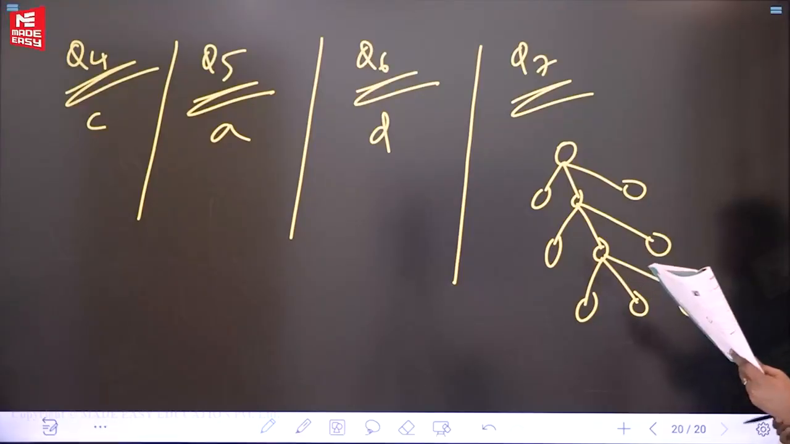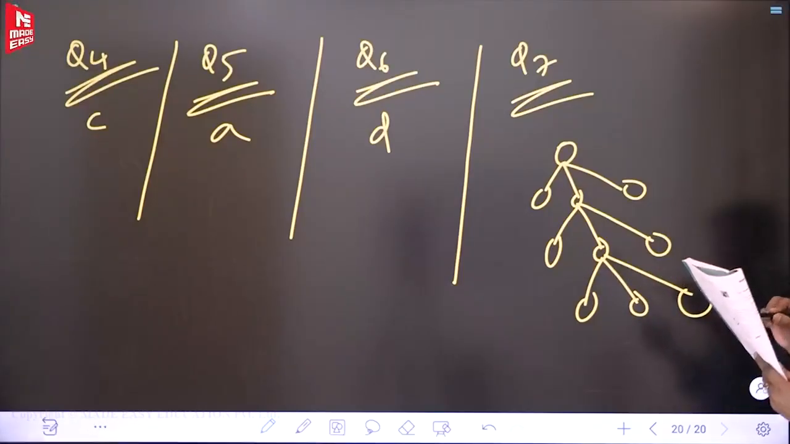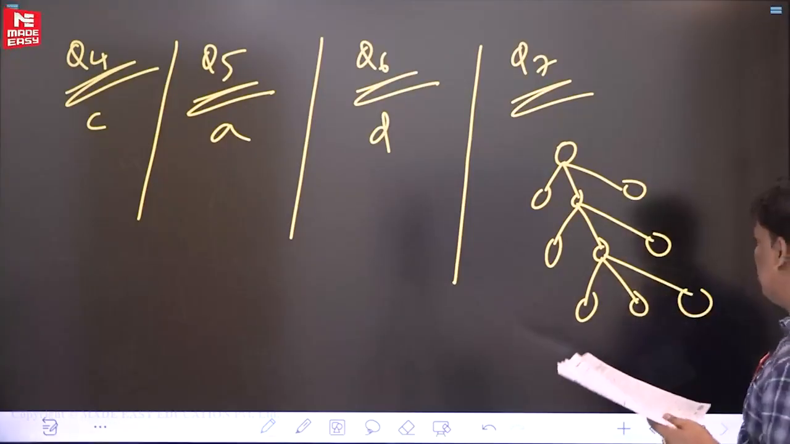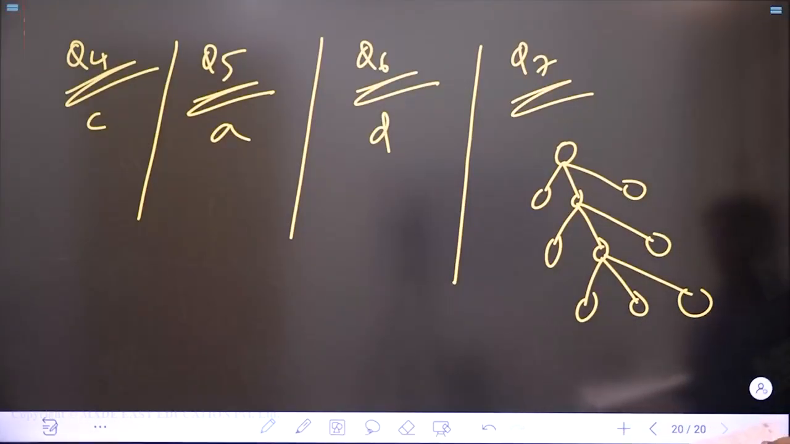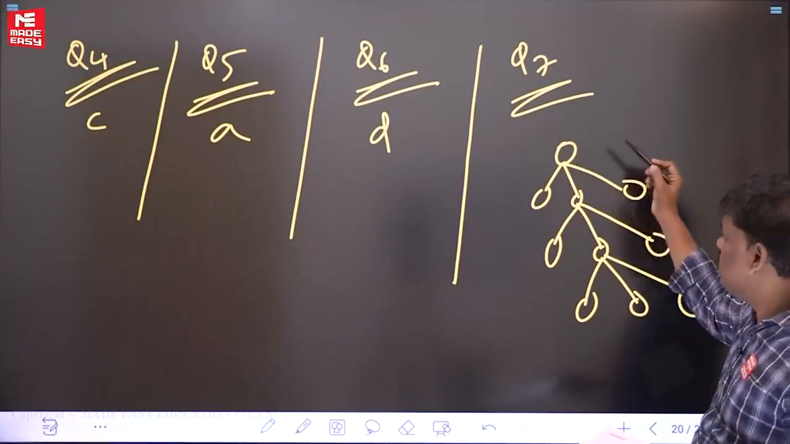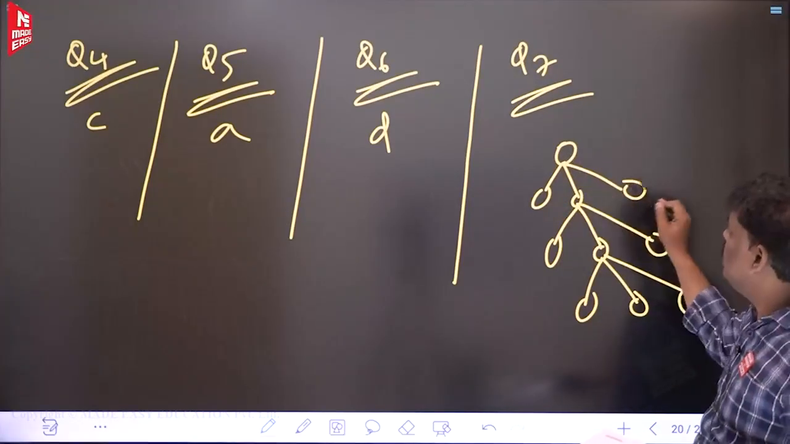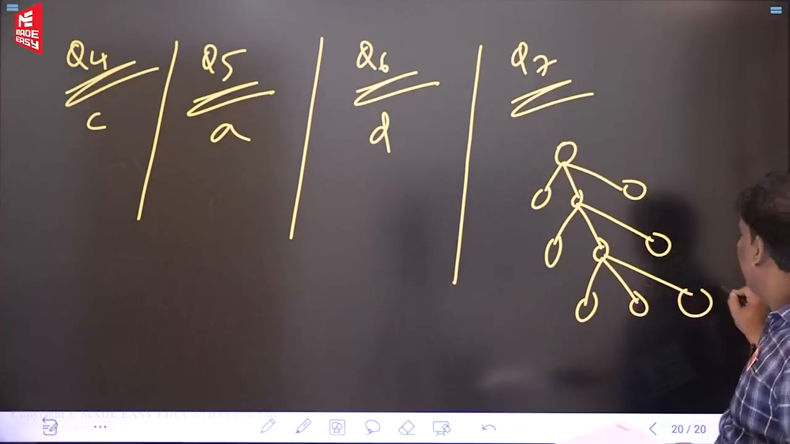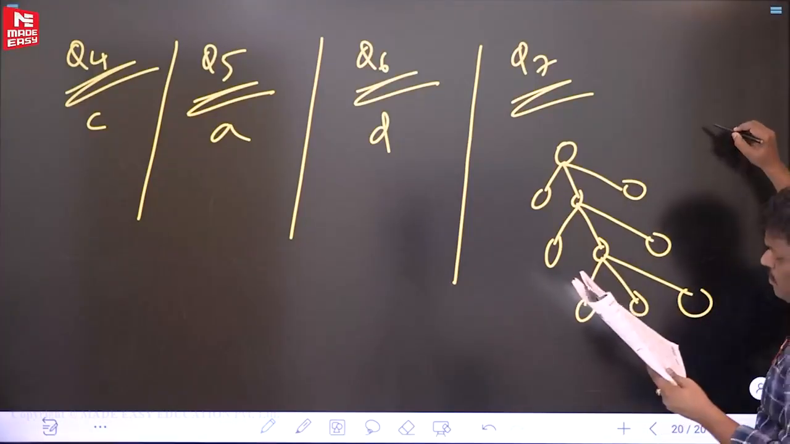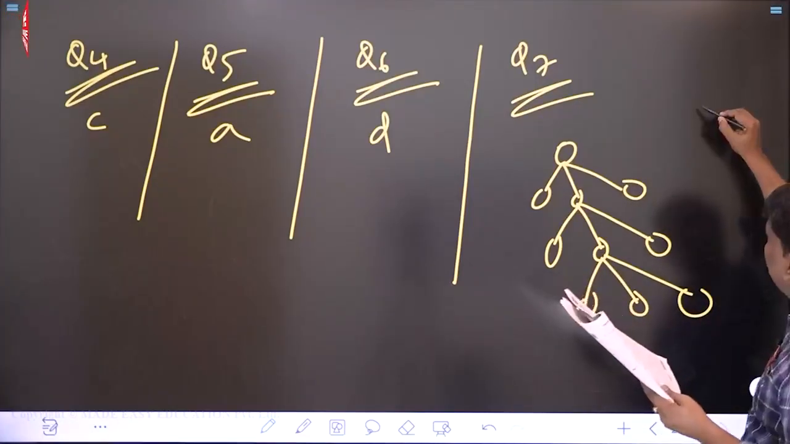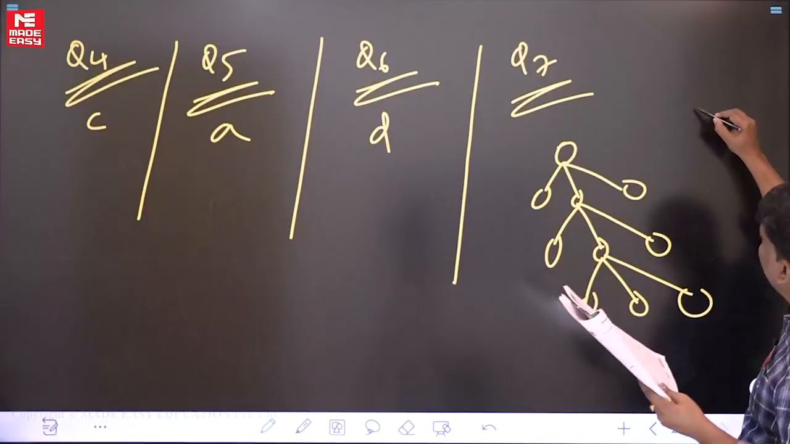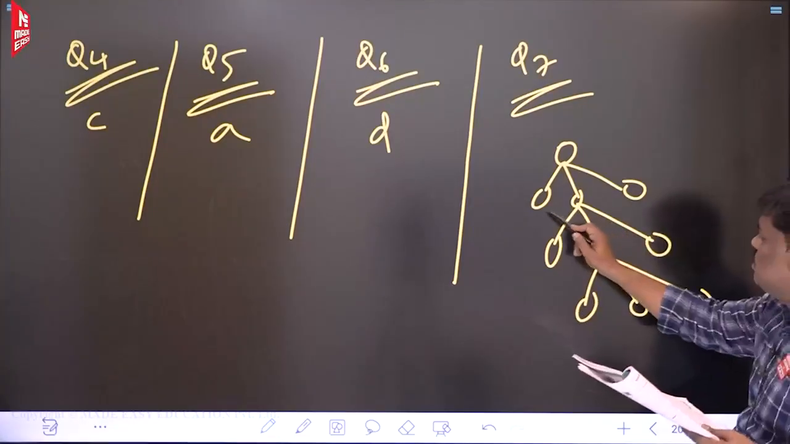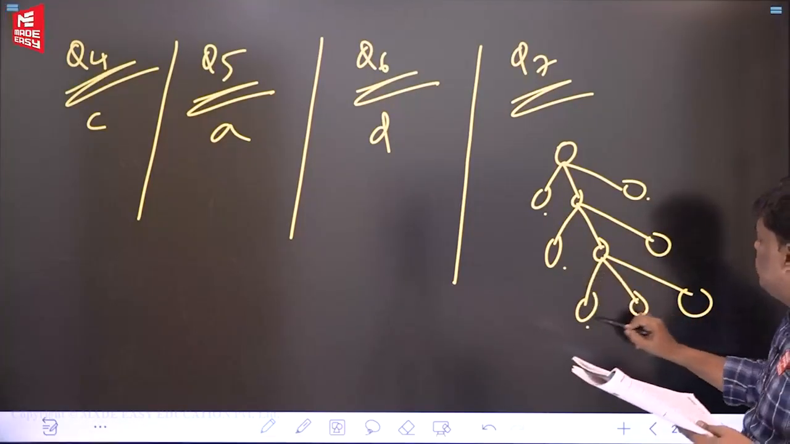Let me ask one small thing, rooted tree of n nodes. Can you see how many nodes here? Count. 1, 2, 3, 4, 5, 6, 7, 8, 9, 10. Totally, I think the n value is 10. Substitute 10 now. What is option A? 10 by 2, 5. 5 leaves. Check. 1, 2, 3, 4, 5, 6.